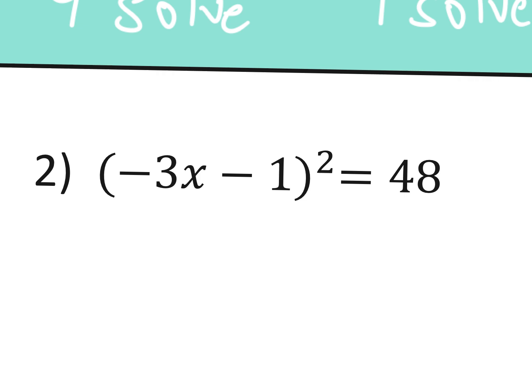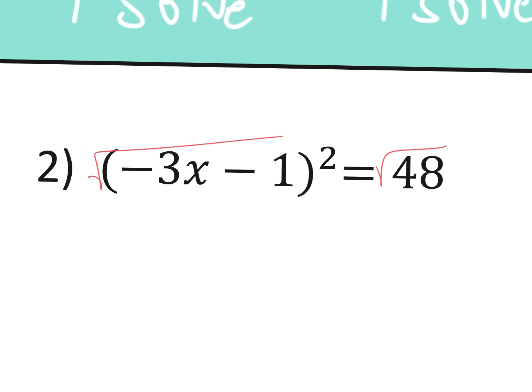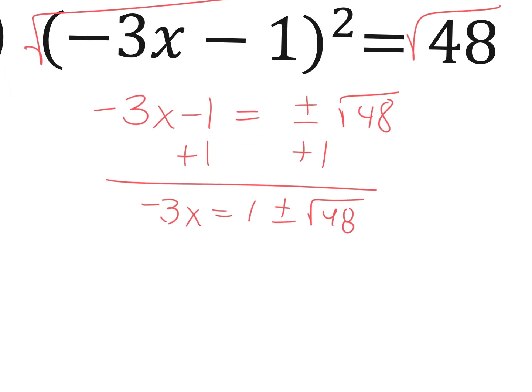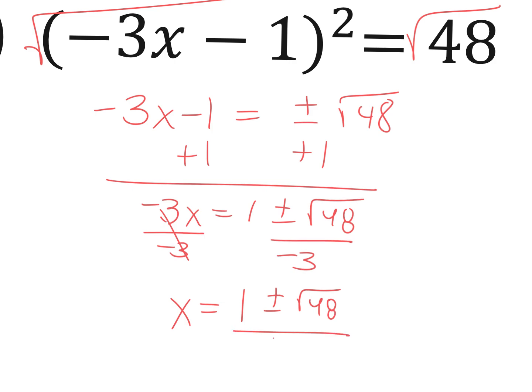All right, guys, when we take the square root of both sides, what do we absolutely have to remember to do? The plus or minus, so important. So negative 3x minus 1 equals plus or minus square root of 48. Now we want x by itself, so I'm going to add 1 to both sides, good. So negative 3x equals 1 plus or minus the square root of 48. And then the last thing is divide by negative 3, isolate the x, good. So x equals 1 plus or minus the square root of 48 divided by negative 3.